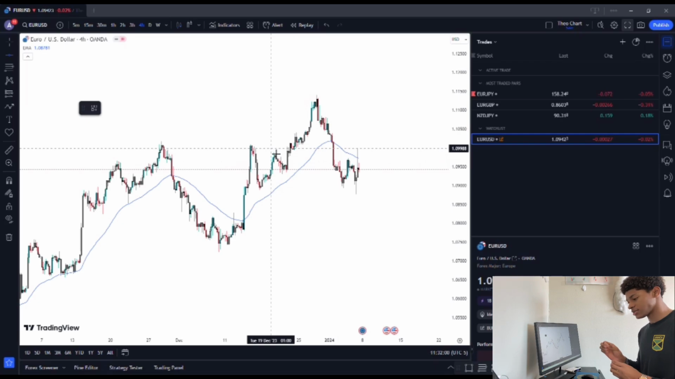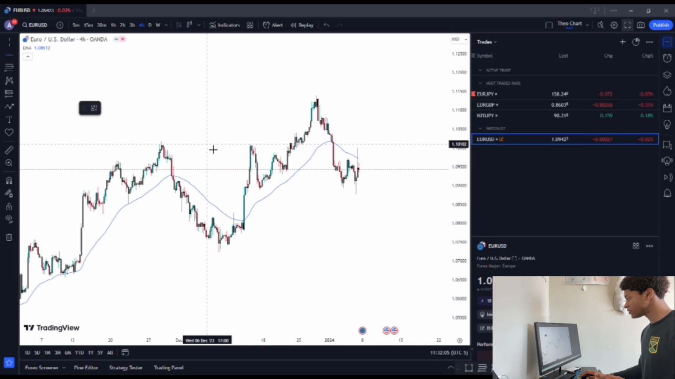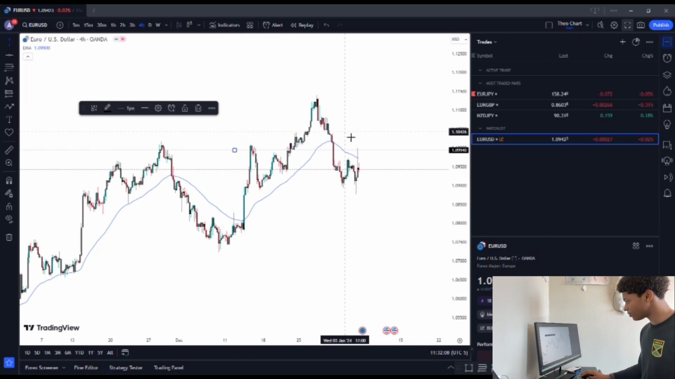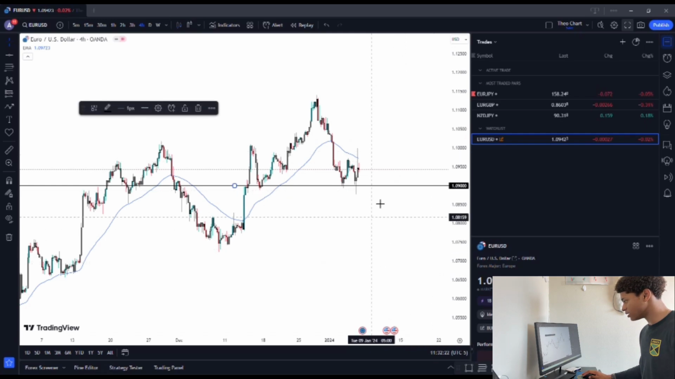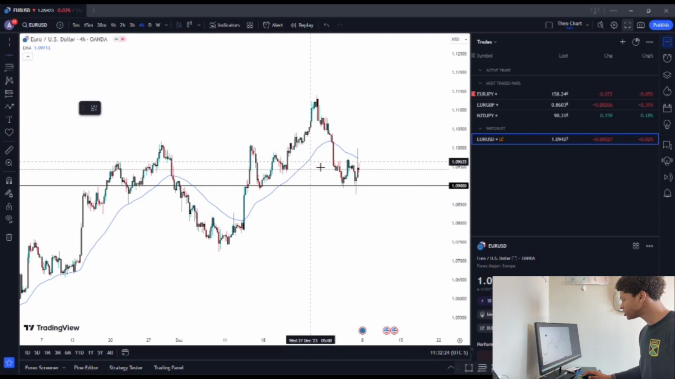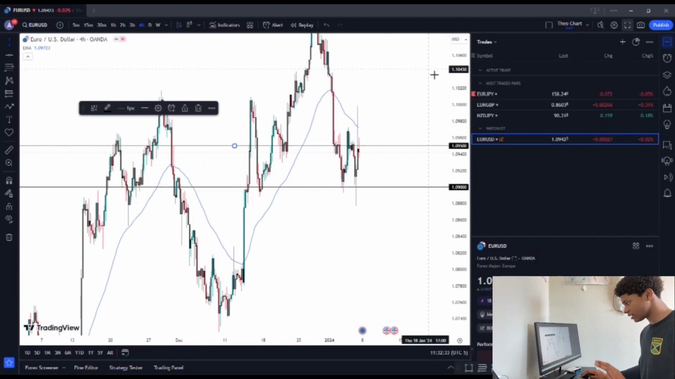With support and resistance, there's a thing called round psychological levels. Round psychological levels are levels like, for example, let me show you. You put a horizontal line, you go to the coordinates. Round psychological levels are levels that are rounded to the thousand. So you would go like 1.09000. Boom, that's your round psychological level. Or rounded to the hundred, so you would go to the coordinates, 1.09500. So these two would be your round psychological levels.